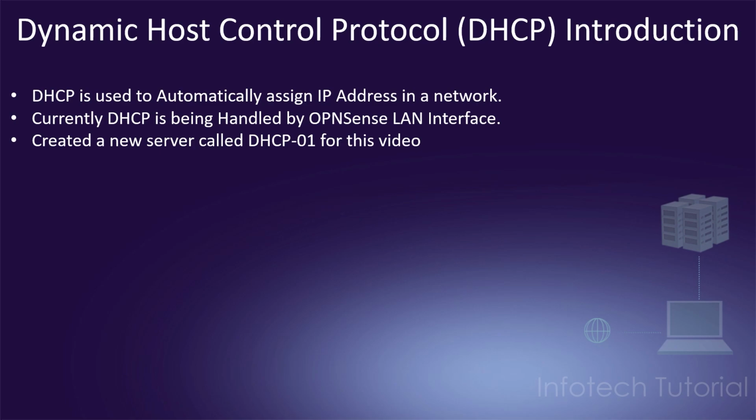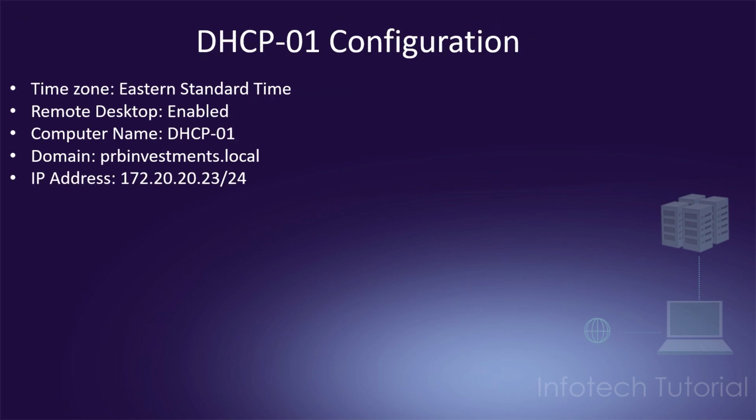For this video, I've created a new Windows server called DHCP01. However, if you're tight on resources, you can install this role on DC01, since this is a test environment. My DHCP server is set up with the following configs. My time zone is Eastern Standard Time, my remote desktop is enabled, my computer name is DHCP01, my domain is prbinvestments.local, and my IP address is 172.20.20.23 with a /24 subnet.